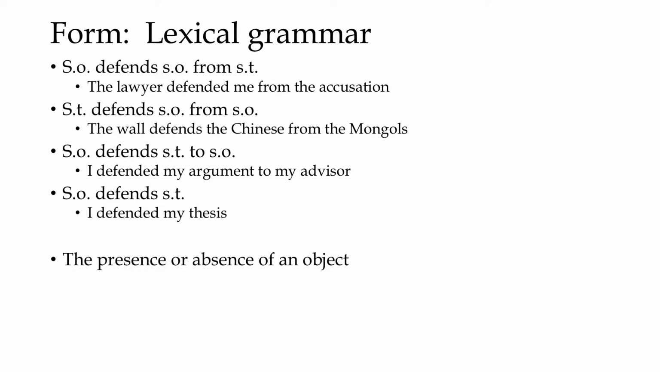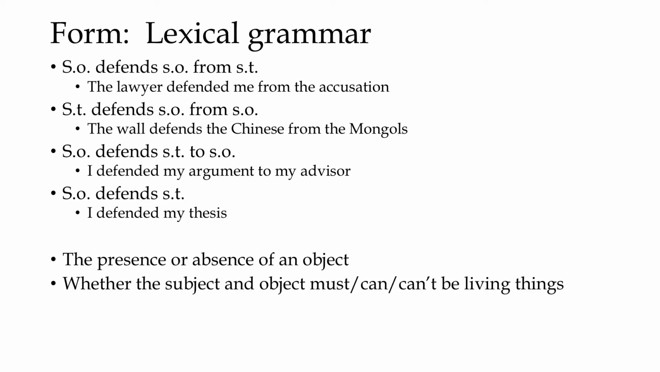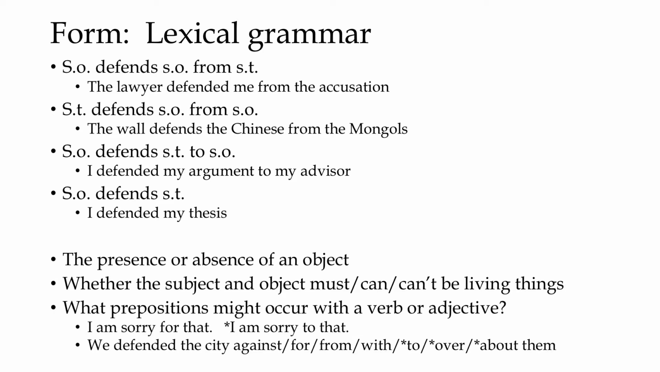Things like the presence or the absence of an object. Could this verb take an object or not? Whether the subject of this verb could or must or cannot be a living thing, or could it be an inanimate object? The same would be true for the object of this verb. Is the thing this verb is being done to, must it be alive? Can it be alive? Can't it be alive? What prepositions might occur with a verb or an adjective? Like an adjective: I'm sorry for that, but I can't say I'm sorry to that. I can say I'm sorry about that, but I cannot say I'm sorry of that.